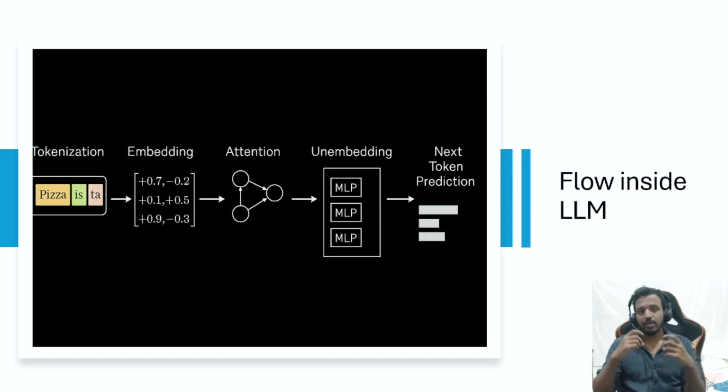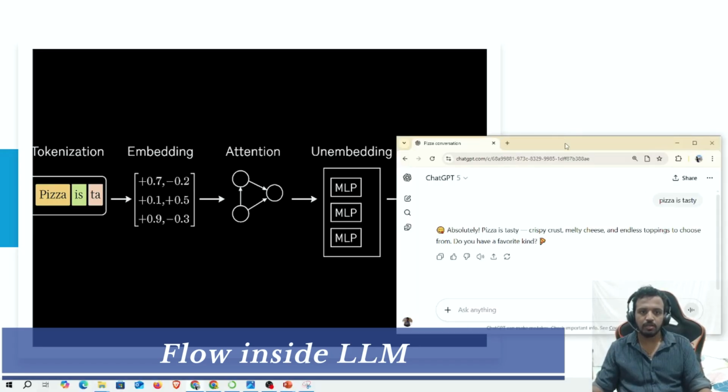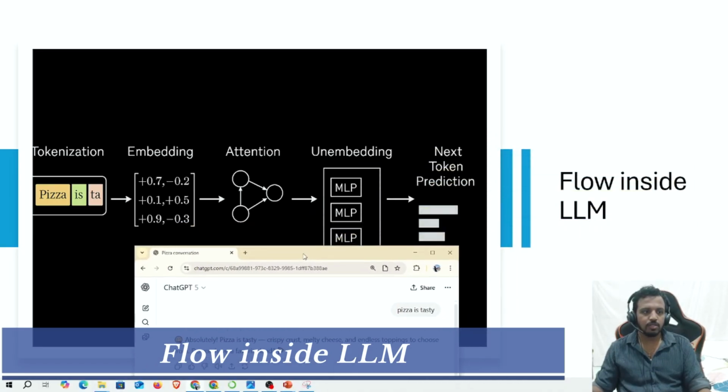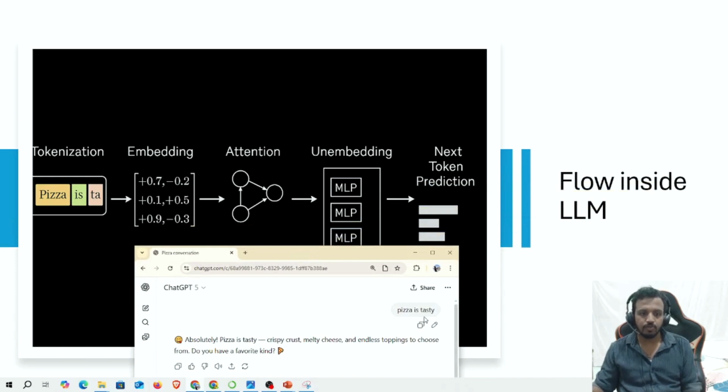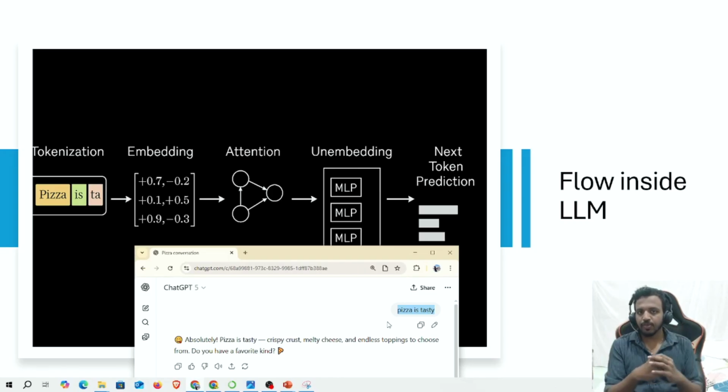So if you see the flow inside the LLM, as soon as you enter the prompt, what happens? Let me bring both the screens here. I entered "pizza is tasty", three words. The sentences that we write, the machine, the system, the GPT, the LLM doesn't understand directly. So the very first step it does is tokenize it. In our understanding, tokenizing means: pizza is one word, is is one word, tasty is one word. So for our understanding, let's say this is three tokens.